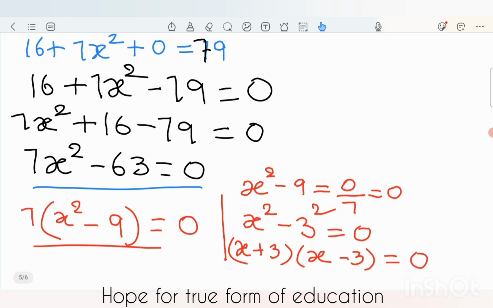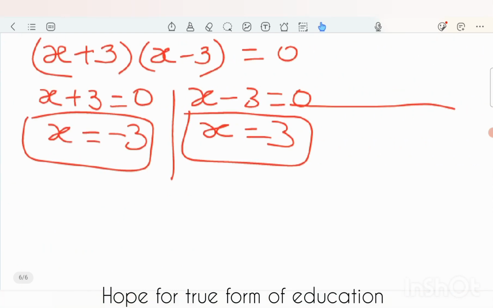Now I'll go into the next page. Here we have x plus 3, x minus 3 is equal to 0. So if x plus 3 is equal to 0, then x will be equal to minus 3, and if x minus 3 is equal to 0, then x will be equal to 3. So the solutions of the quadratic equation are minus 3 comma 3. Got it? So x can be minus 3, x can be 3. This is the way you need to solve.